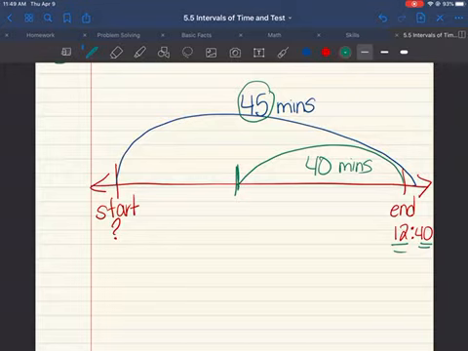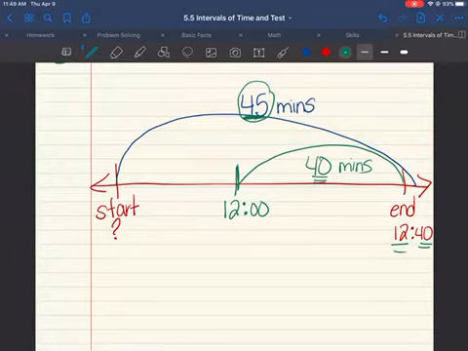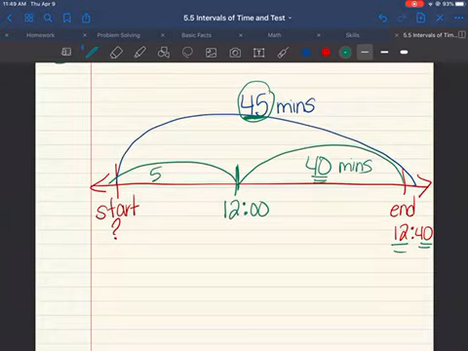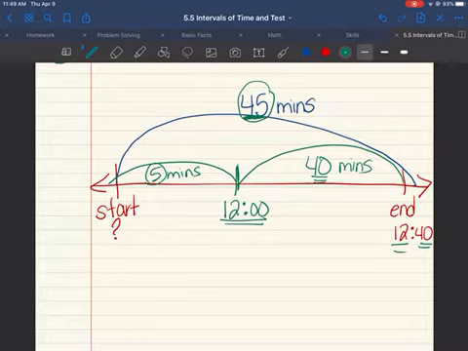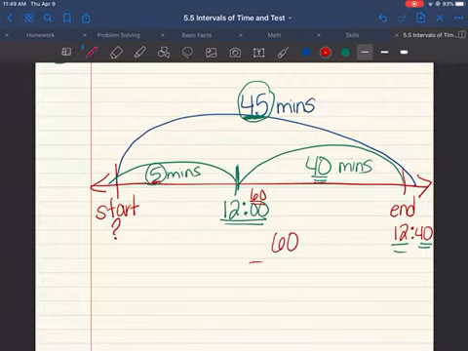Since we needed to have 5 minutes, if we jump back 40, we would get to 12. I'm not done yet because I need 5 more minutes. The duration was 45 minutes. So I'm going to do another jump for 5 minutes. If I'm at 12 o'clock and I go back 5, where would I get to? Remember, this means a clock, which is 60 minutes. So if I have 60 and I take away 5, where am I going to get to?